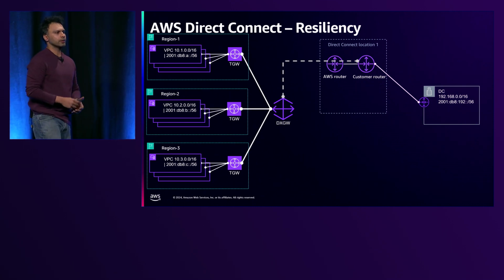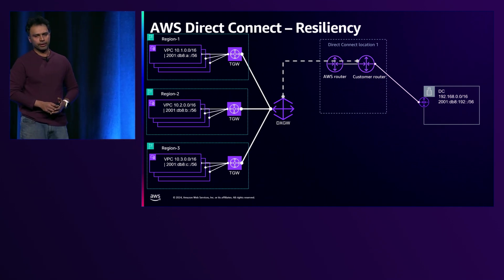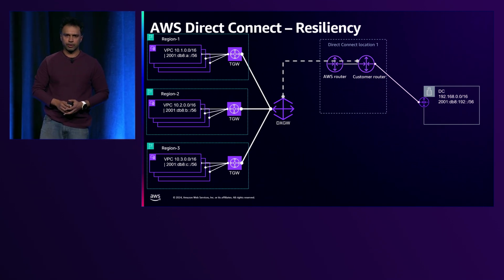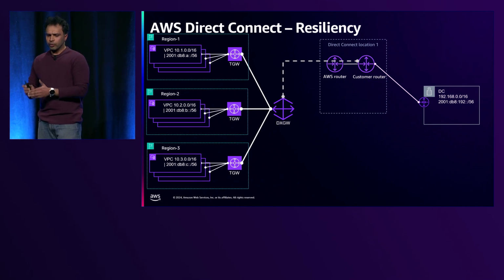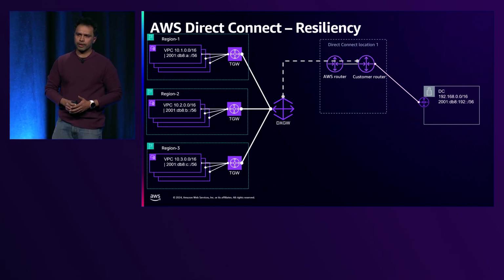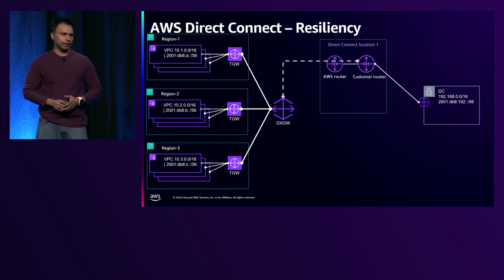Now, while this works, you're susceptible to a single point of failure, which is the link between the AWS router and the customer router. And as a matter of fact, we constantly run maintenance on our AWS routers that we communicate in advance. So with a deployment like this, it's guaranteed that you will have a downtime at some point or the other.